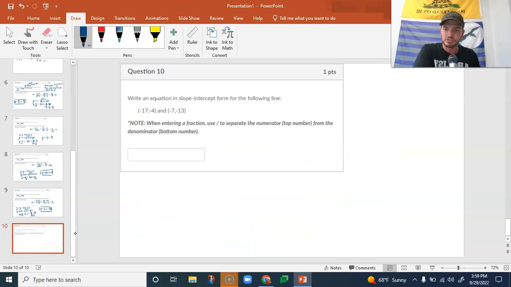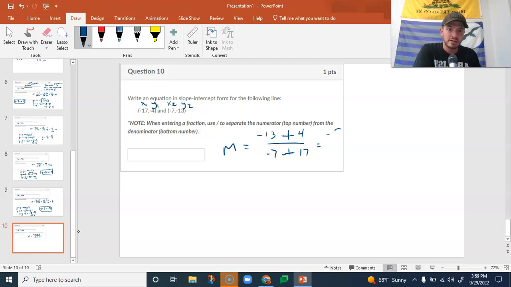Okay, last one. Let's crush it. So x1, y1, x2, y2. Again, you guys should be old pros at this by now. Let's knock it out. So negative 13 minus negative 4 over negative 7 minus negative 17. Again, both of these become plus positives. Negative 13 plus 4 is negative 9. Negative 7 plus 17 is 10. So that's our slope. Let's use our x1 and y1 values for our point slope form.